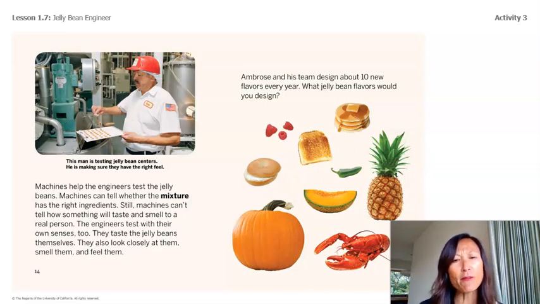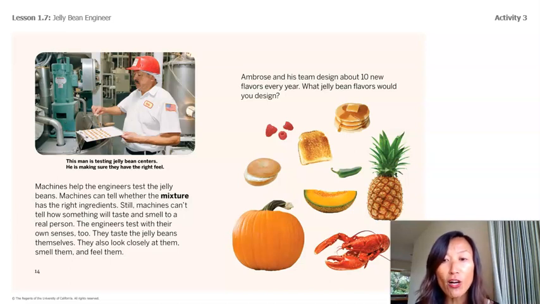And why do the jelly bean engineers test the jelly beans over and over? Well, let's see. It says to make sure that they taste right and to know if they need to change the ingredients. And what are some of the properties of different jelly beans that are described? Oh yeah, there it is. It says some are soft, some are hard, some taste like grass, vomit, strawberry.